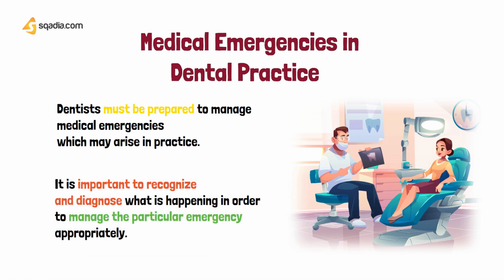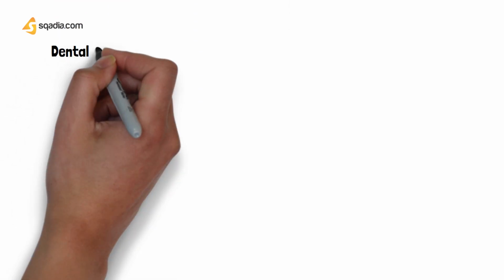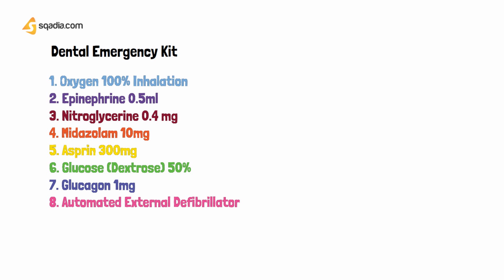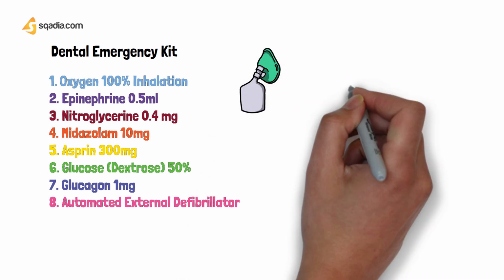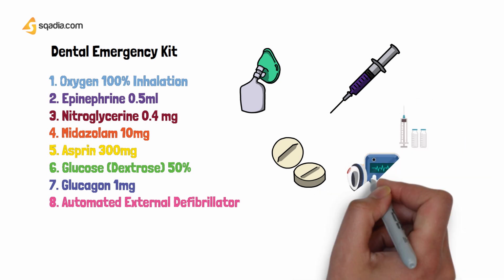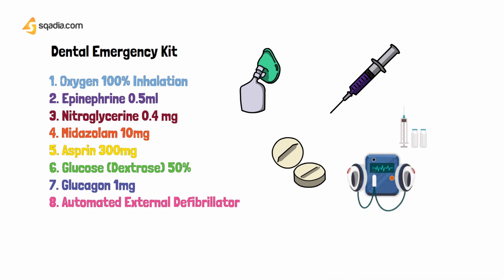Now, to manage a medical emergency taking place, we must have a dental emergency kit, which should be present at all times in a dental clinic. It includes 100% oxygen, which is used for inhalation, epinephrine 0.5 ml, nitroglycerin 0.4 mg, midazolam 10 mg, aspirin 300 mg, glucose and glucagon 1 mg, and an automated external defibrillator. We will look at all of these things in more detail later on in the video.